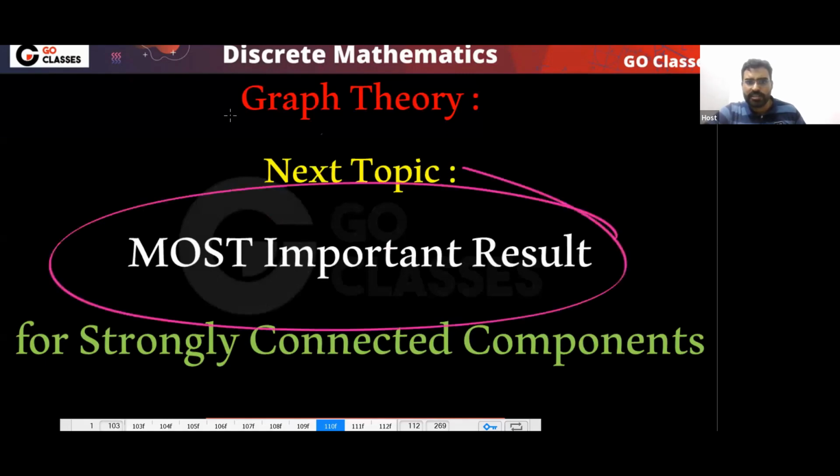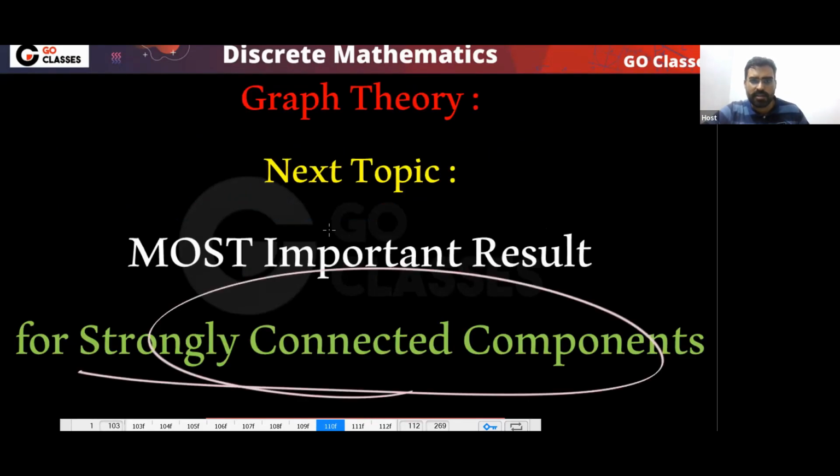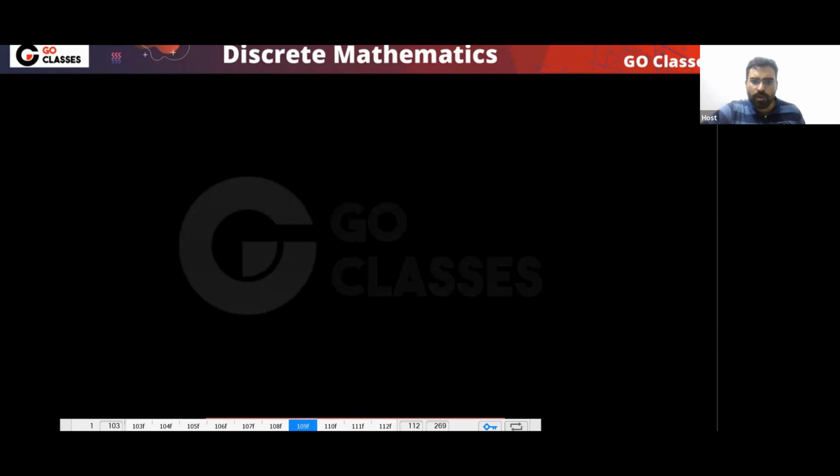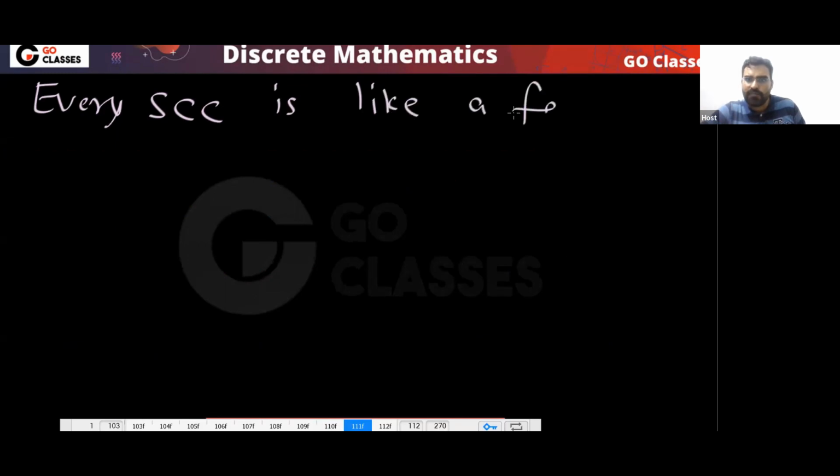Now, a very important result for strongly connected components. In a directed graph, can you notice one thing? A strongly connected component is like a team. Every strongly connected component is like a family. Yes or no? It is like a family, correct?